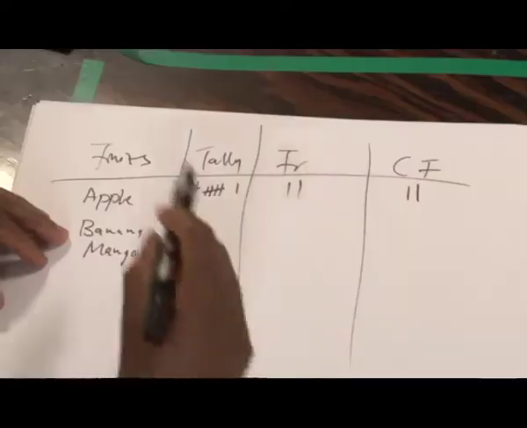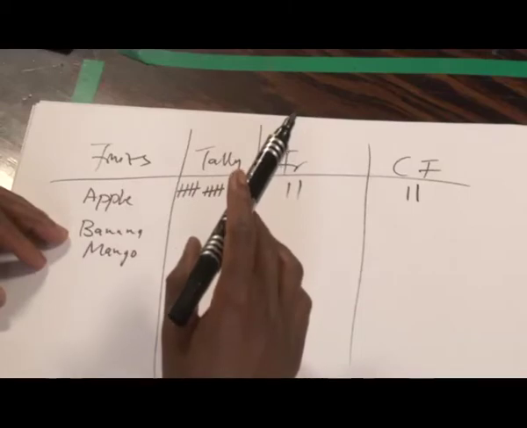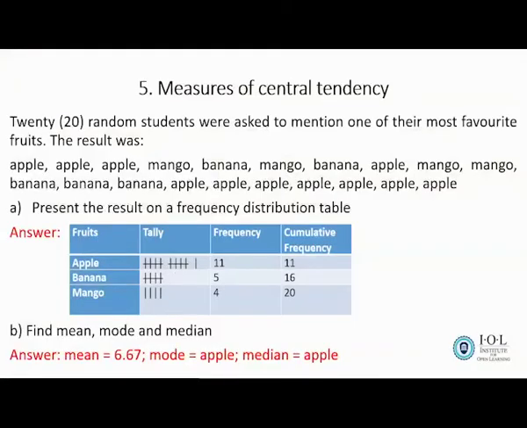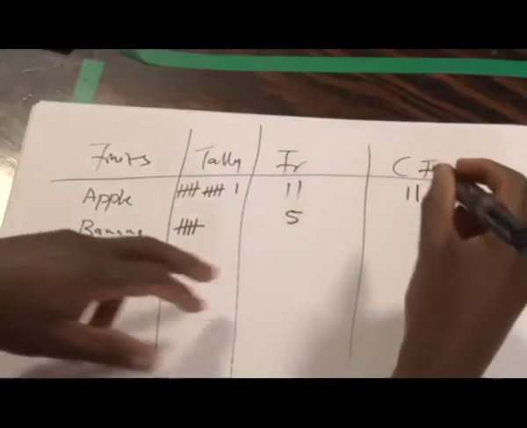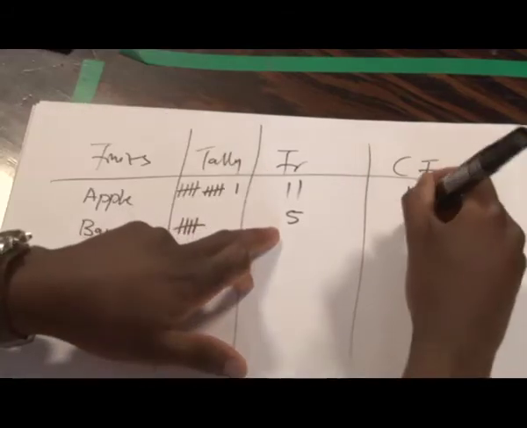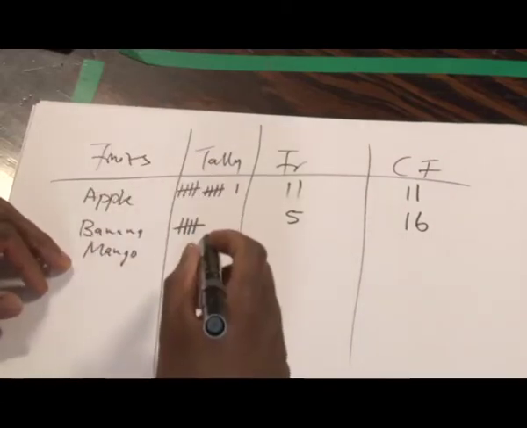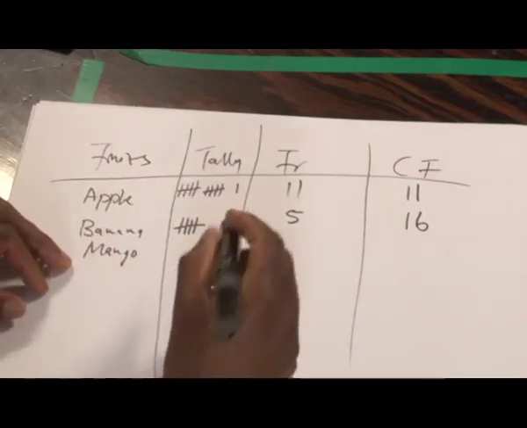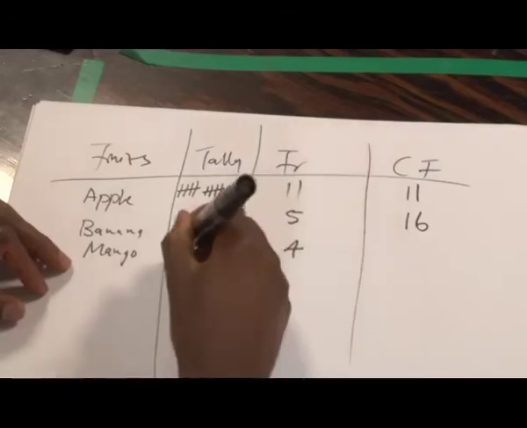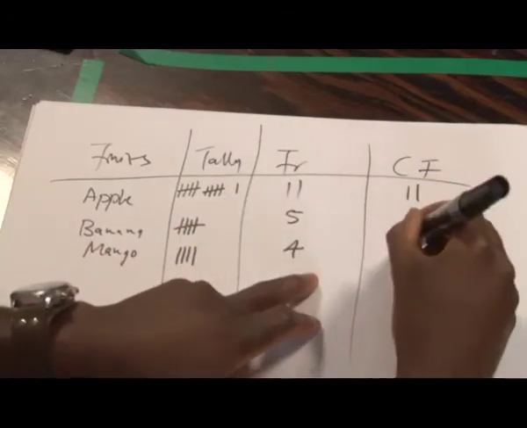Then you come to banana. You just count. How many students said banana? 1, 2, 3, 4, 5. You write the 5. 1, 2, 3, 4, then you strike through. Then cumulative frequency, you are adding up the frequencies. 11 plus 5, 16. Then mango, you count how many mangoes there are: 1, 2, 3, 4. You write 4 there. Then 1, 2, 3, 4. 16 plus 4 is 20.